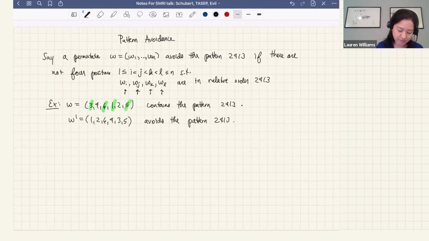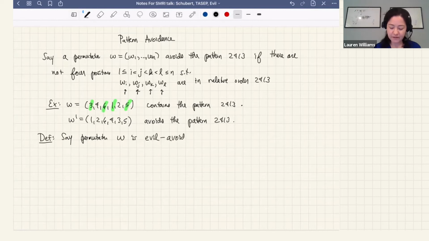Okay, and now we will say that the permutation W is evil avoiding if it avoids the patterns 2, 4, 1, 3.